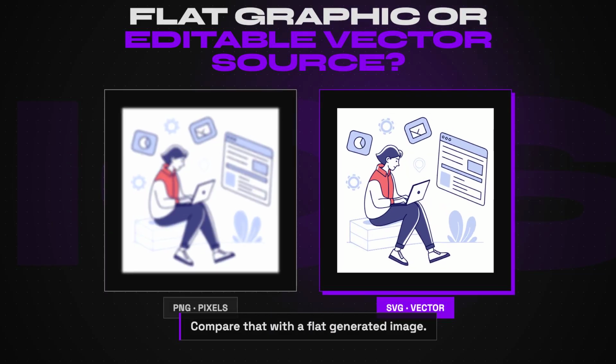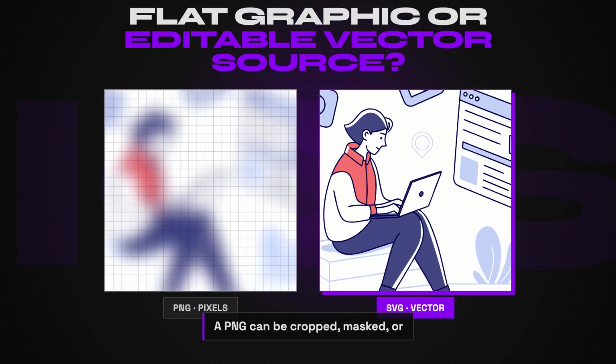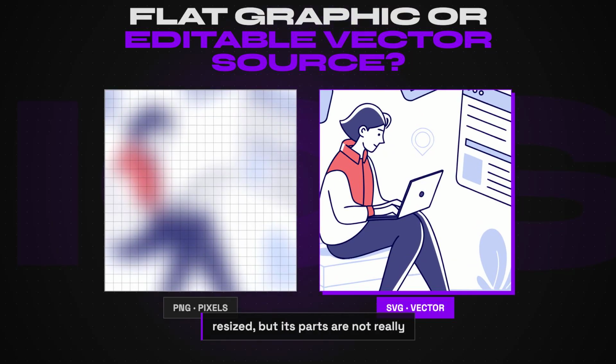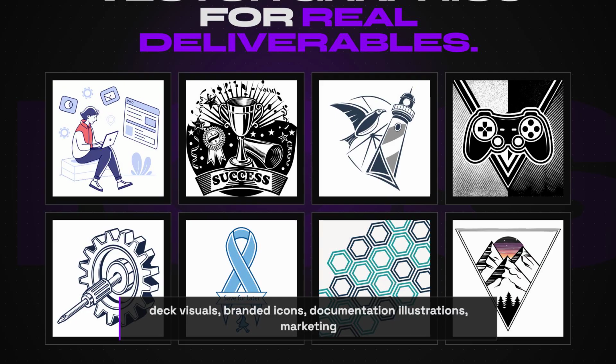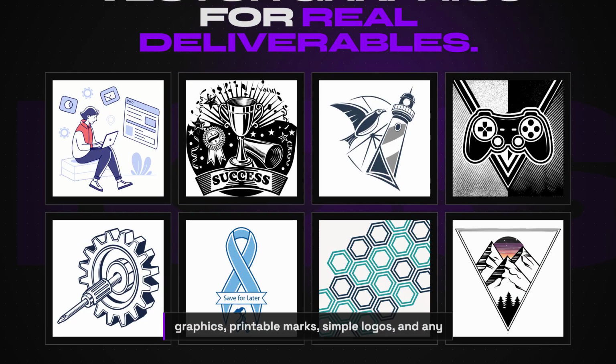Compare that with a flat generated image. A PNG can be cropped, masked, or resized, but its parts are not really parts anymore. With SVG, the graphic still has editable source structure underneath. That is the difference between a preview and an asset. Use this for website hero graphics, product diagrams, UI empty states, app badges, pitch deck visuals, branded icons, documentation illustrations, marketing graphics, printable marks, simple logos, and any project where the design needs to stay sharp across many sizes.